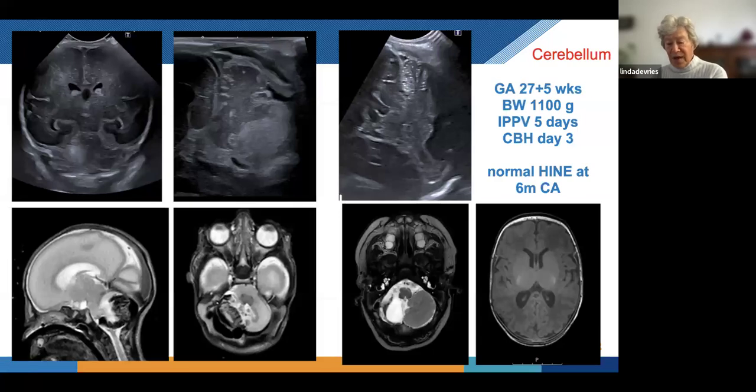And at term equivalent age, we see that the right cerebellar hemisphere is mostly gone, and supratentorial, the brain looks actually very nice with normal myelination of the posterior limb. And the baby was seen at 6 months so far and had a normal Hammersmith assessment.